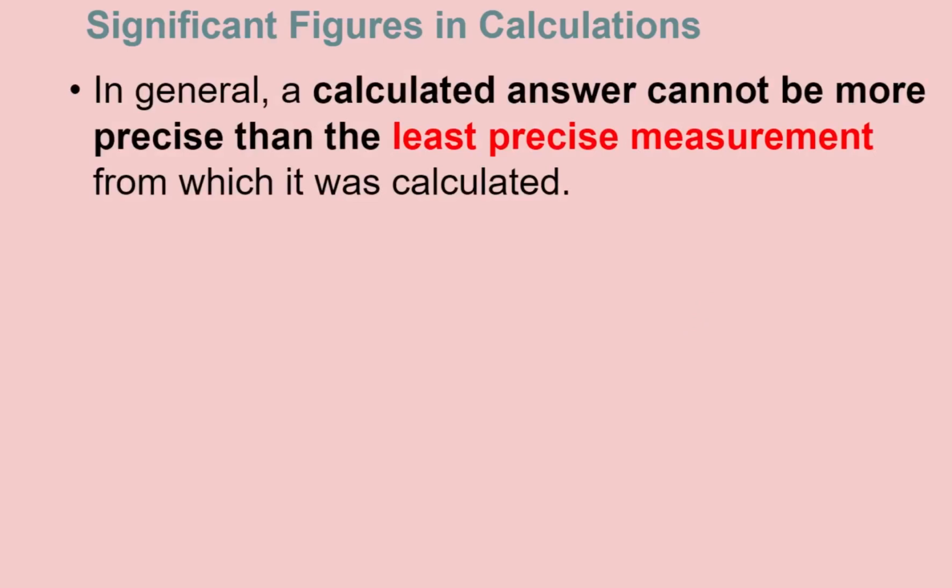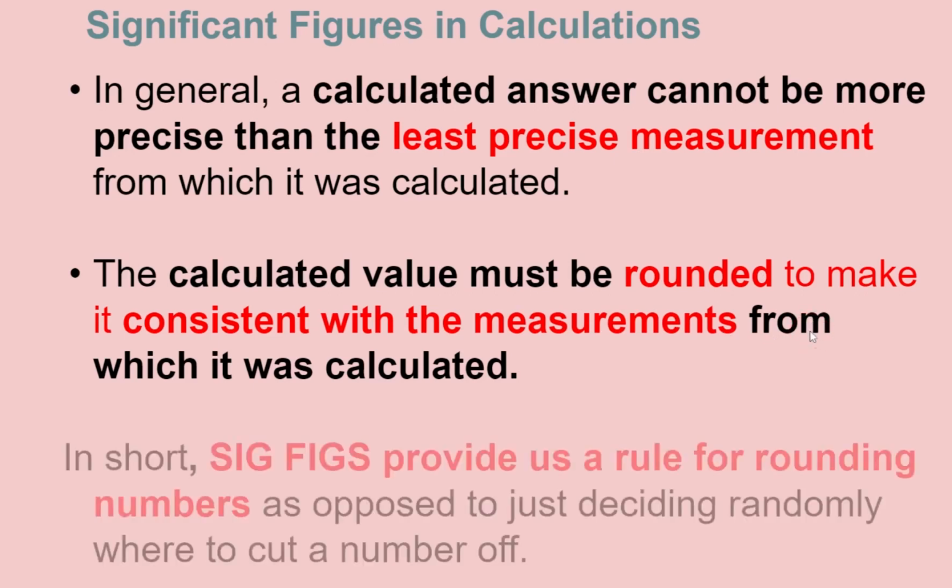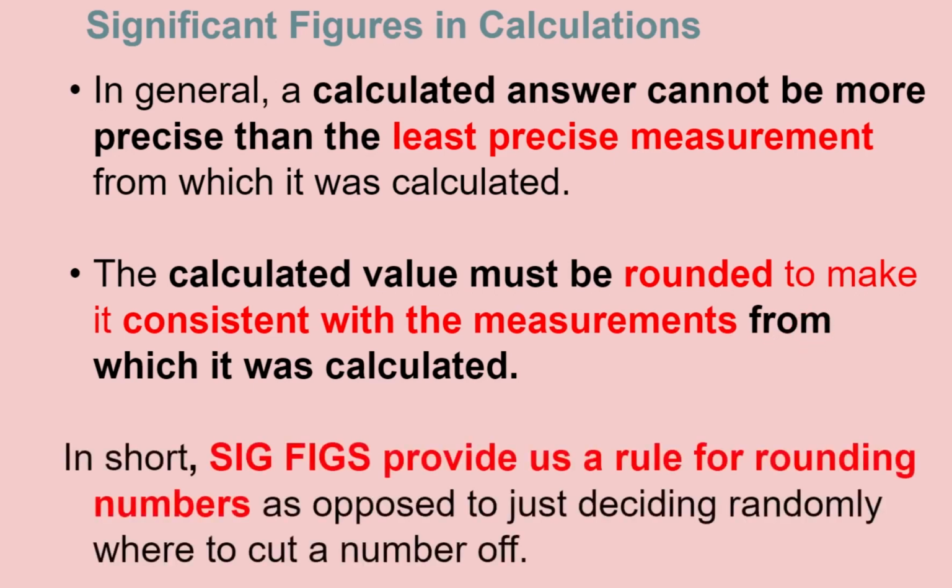and amend your rules a little bit. So significant figures in calculation, we can only be as accurate as our least precise measure. We need to round to make it consistent with the measurements. So in short, sig figs provide us rules for rounding.